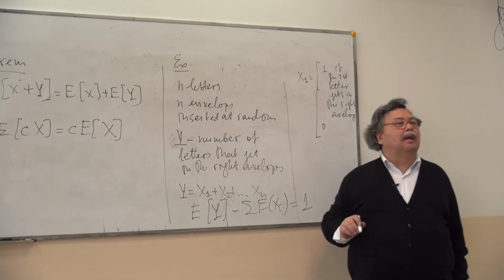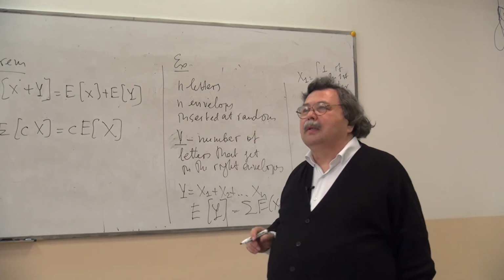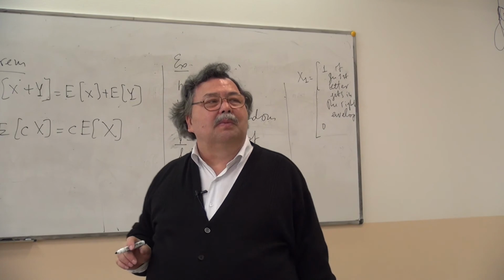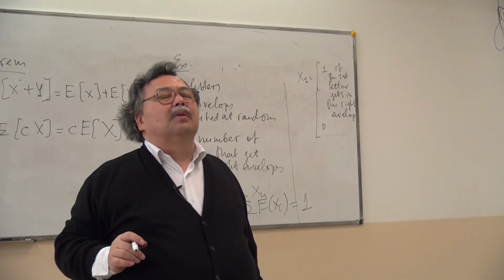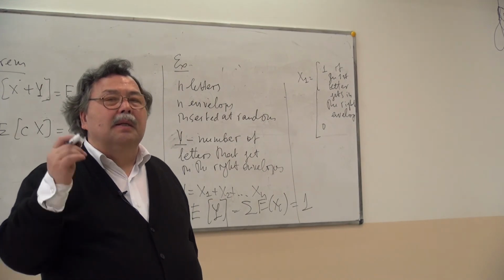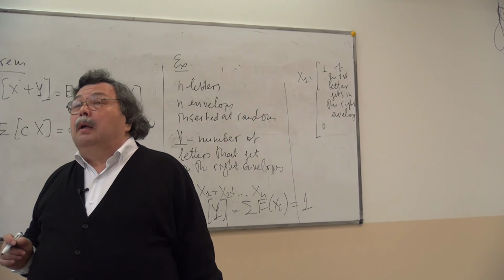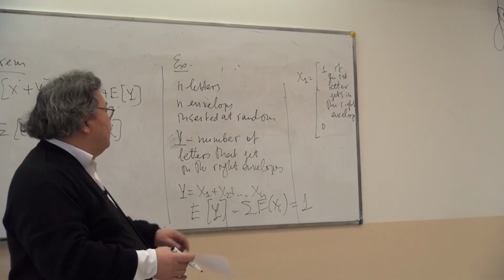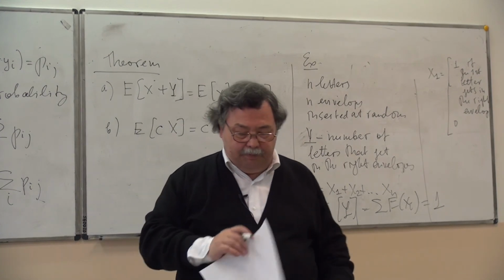The expected number of letters that find themselves in the right envelopes is 1. A very interesting answer, and it's not only interesting, it's an important probabilistic model in some applications. And again, this is not a trivial result because these random variables depend on each other.